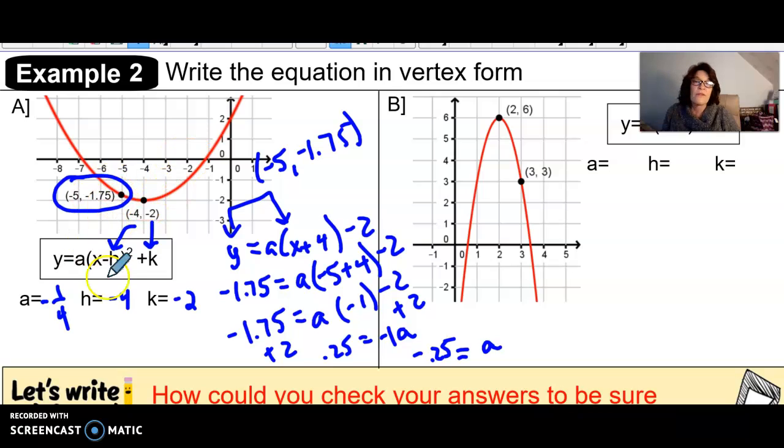It doesn't matter. I don't care how you write it. So I have y equals -1... It shouldn't be negative because it's opening up.